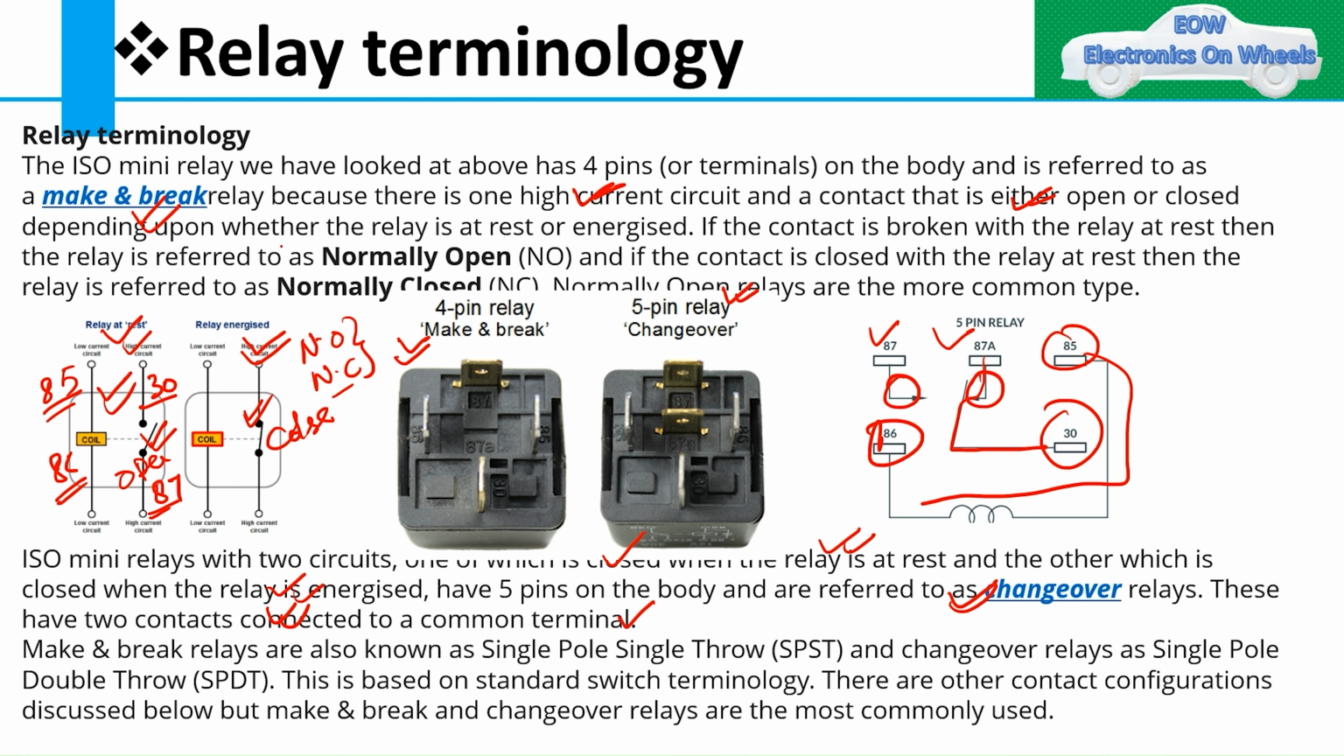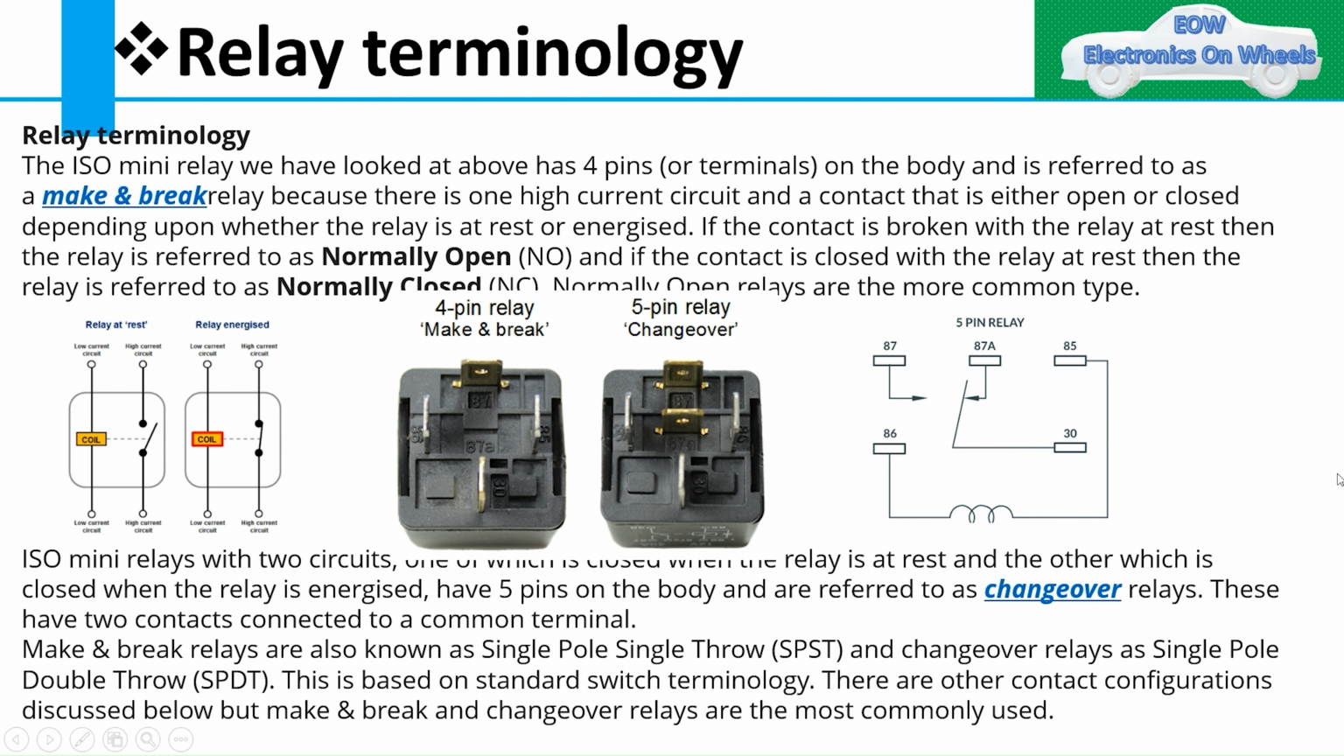So a make and break relay is also known as single pole single throw. Single pole single throw means that if you have only a single contact, then it is called single pole single throw. But if you have a single pole like this, let me erase this, then you will come to know. So this is my single pole, but double throw. You can throw that particular contact either this side or this side. So in this case, it is called single pole double throw.